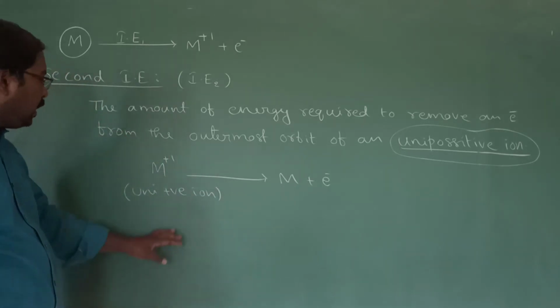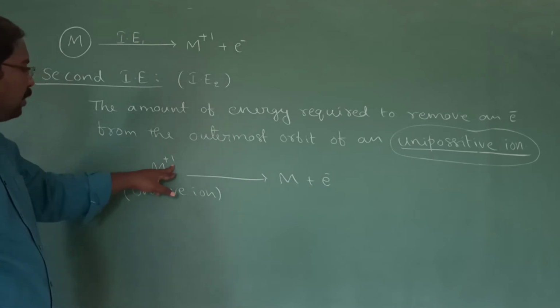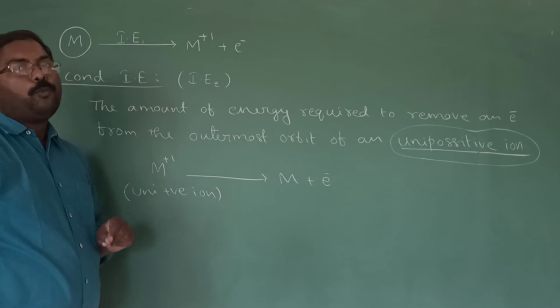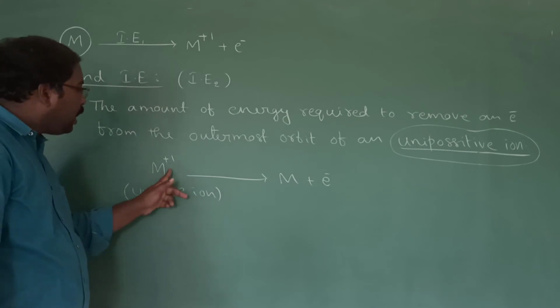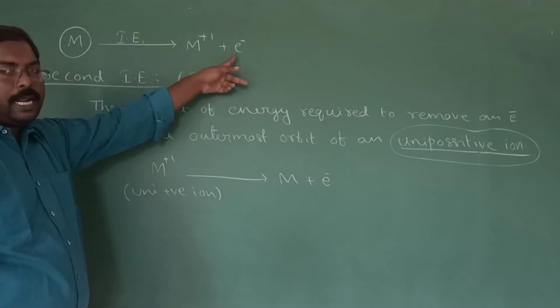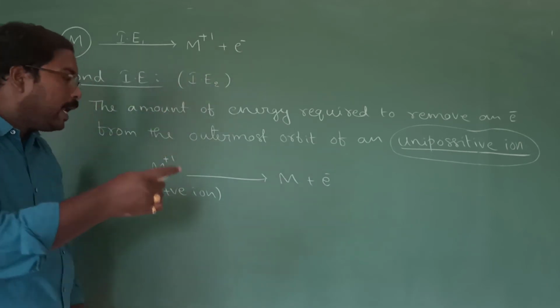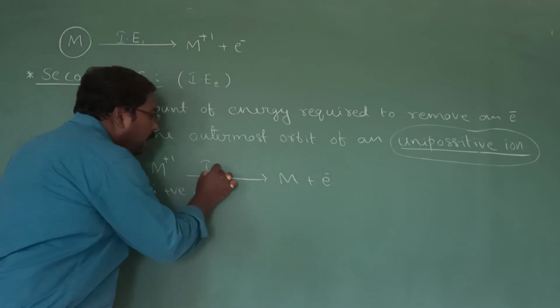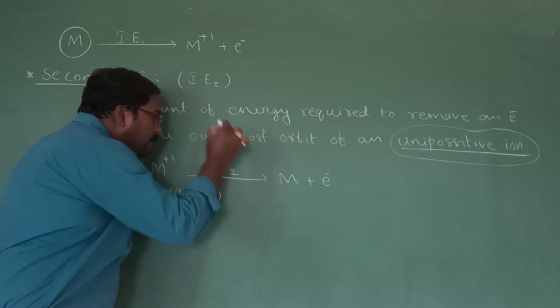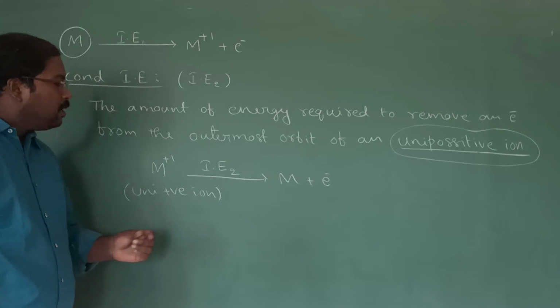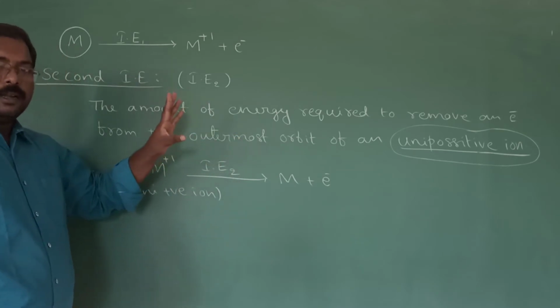I hope you understood the name. Uni means one, so the ion has 1 unit of positive charge. How did you get this 1 unit? Already 1 electron is removed. Now from this, if you remove 1 more electron, the corresponding ionization energy is known as the second ionization energy. Got the definition of it?